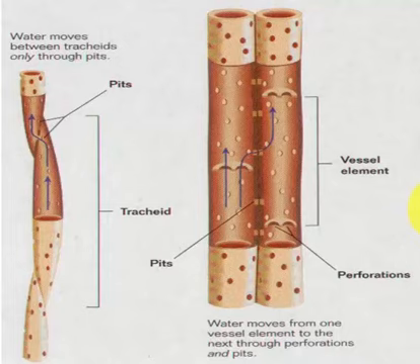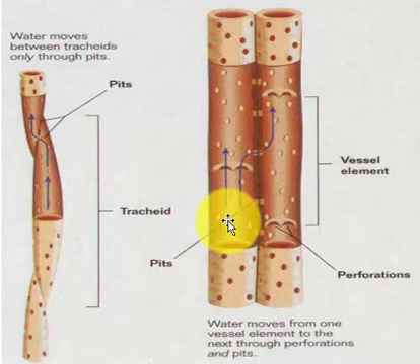Vascular tissue consists of xylem and phloem, which run through the roots, stems, and leaves of vascular plants. The function of xylem is the conduction of water and minerals from the soil to the leaves of plants. In gymnosperms, xylem consists of cells called tracheids. In angiosperms, xylem consists of two types of cells, tracheids and vessel elements.